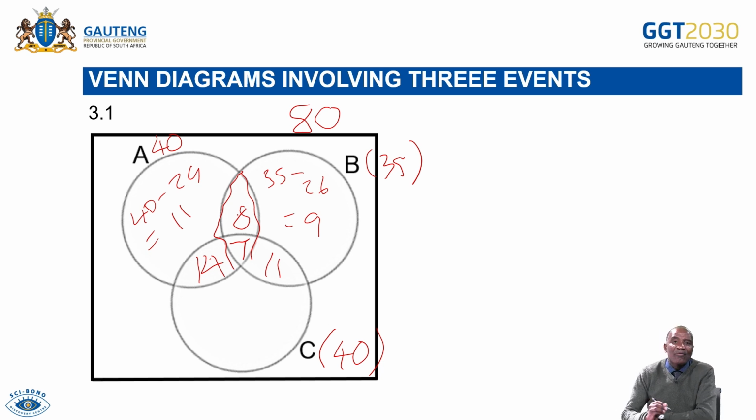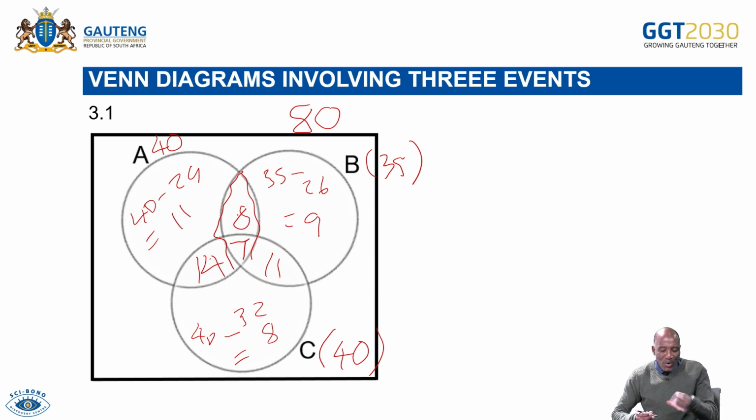Then you do the same for C. You say 40 minus, you can even do it on a piece of paper, 40 minus all the other regions that are in set C, which is 11 plus 7 plus 14. That will give us 18 plus 14, which is 32. When we say 40 minus 32, we're getting an 8.